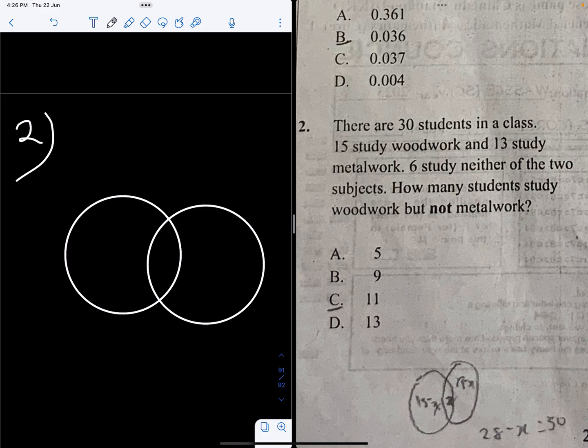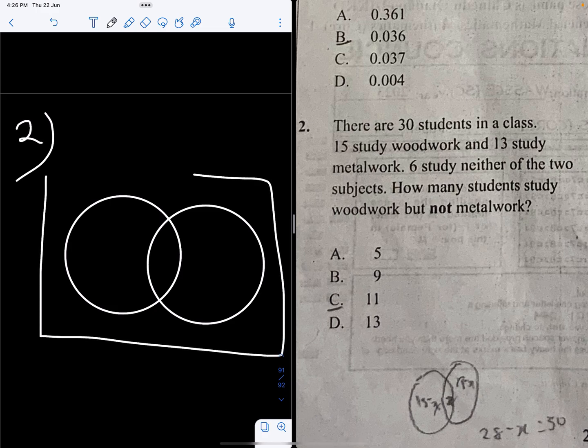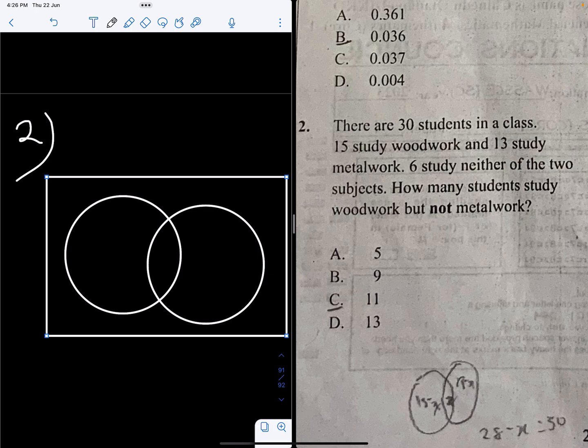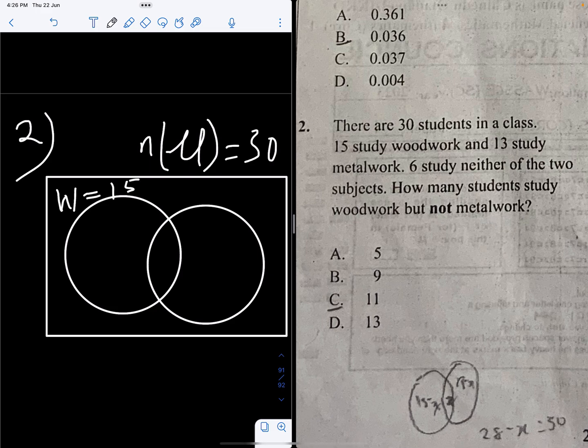The number of students in the class is what this rectangle represents. That's the universal set. Number of elements in the universal set is 30. Number of students who study woodwork is 15, and the number who study metalwork is 13. 6 study neither. That can be anywhere inside the rectangle, but outside the 2 circles.